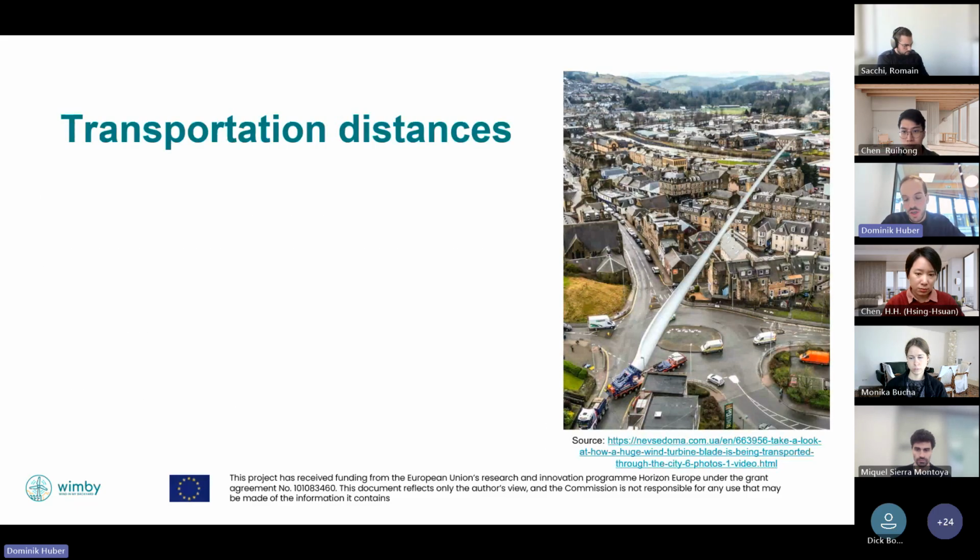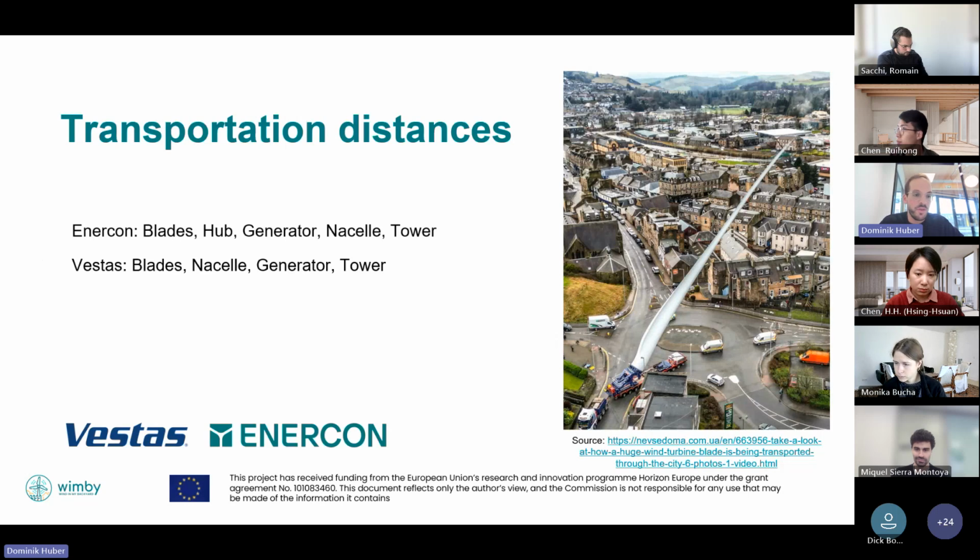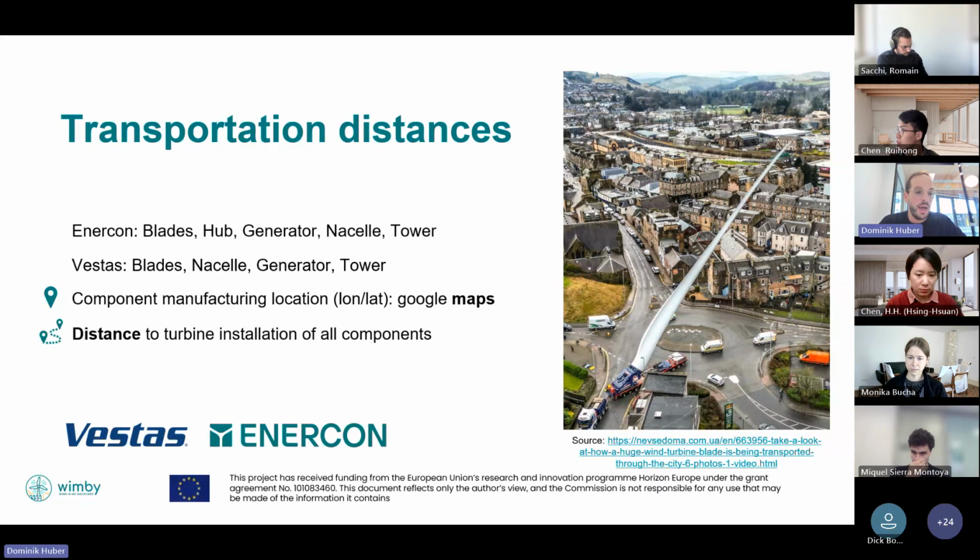Then in terms of transportation distances, we consulted two large European manufacturers, and we checked where the different locations for different components are. And then we simply looked them up and identified them on Google Maps, read out their coordinates, and then we calculated again the distance from the components' manufacturing to the turbine location. And then for selecting the transportation distances, we simply assumed that when the turbine is closer to one location, that could be a selection criteria.